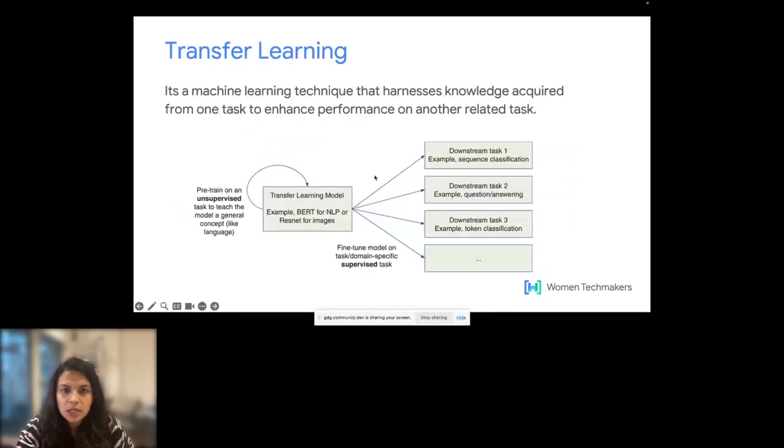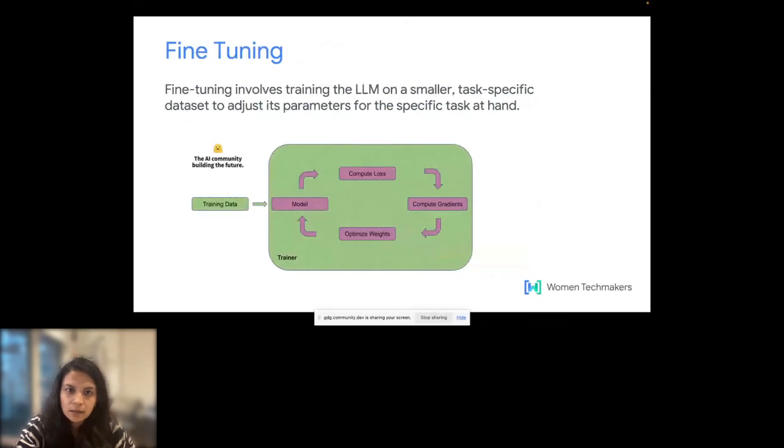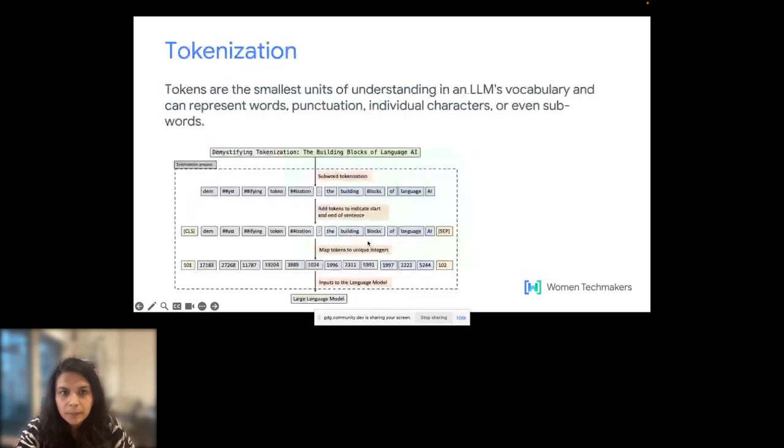Then we saw transfer learning. So transfer learning is basically whatever the model has learned in the pre-training phase, we are applying that learning onto the downstream tasks. And then we spoke about fine tuning. So fine tuning is basically training those models on a smaller data set and on very task specific data. So we will dive deep into these stages in the Colab in a bit.